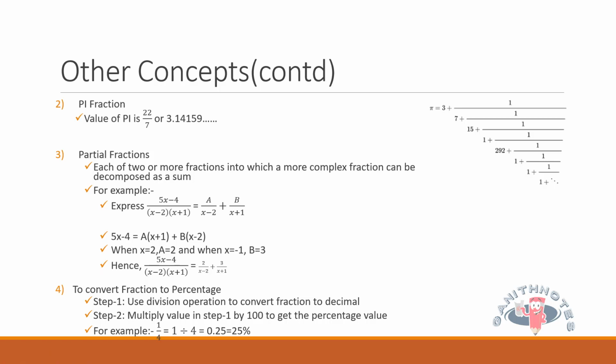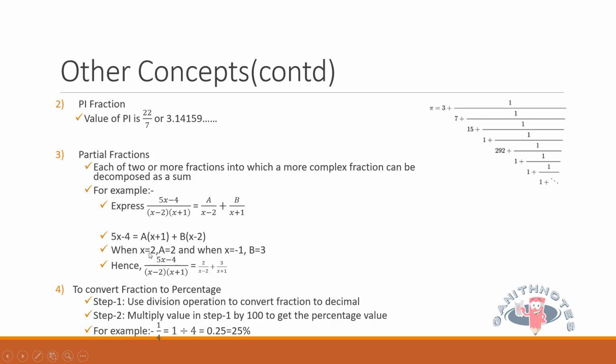Now we are going to find out the value of a and b. When you multiply the right side, you will get a into x plus 1 plus b into x minus 2, which is equal to 5x minus 4. Since both the denominators in the LHS and the RHS are the same, we just cancel them off. So we just take the numerator part in this case.